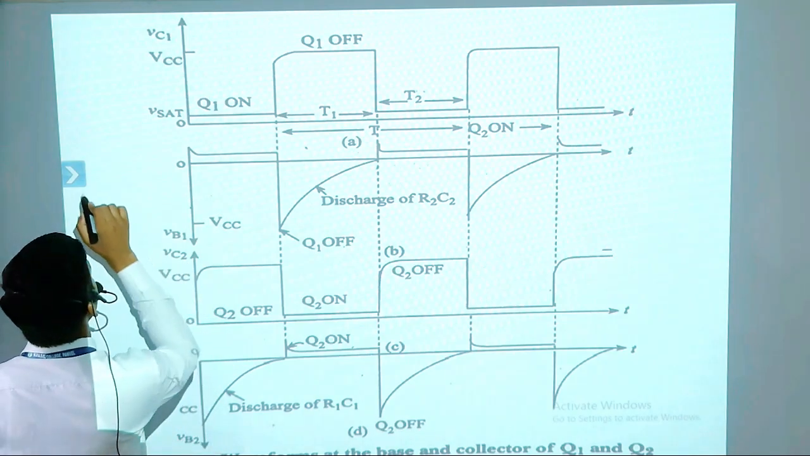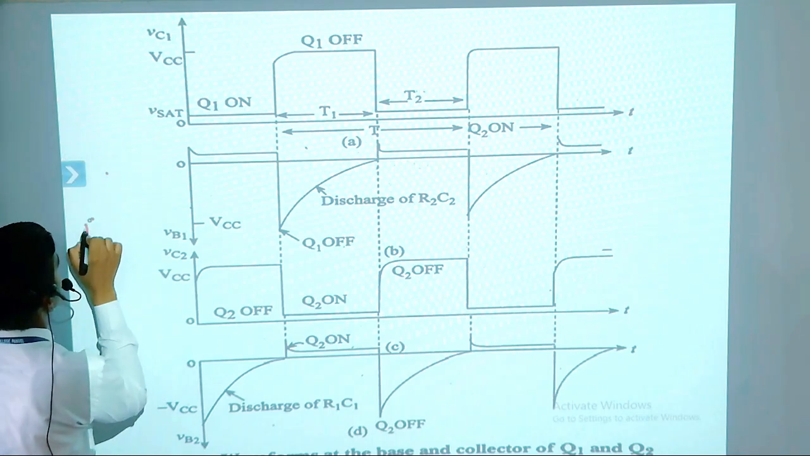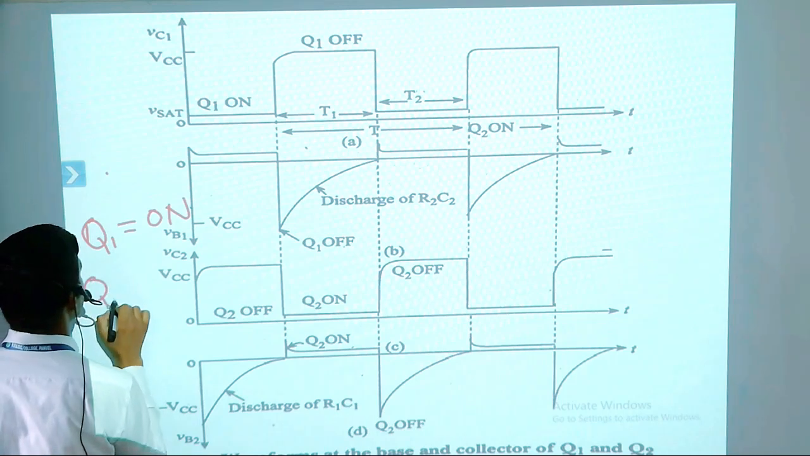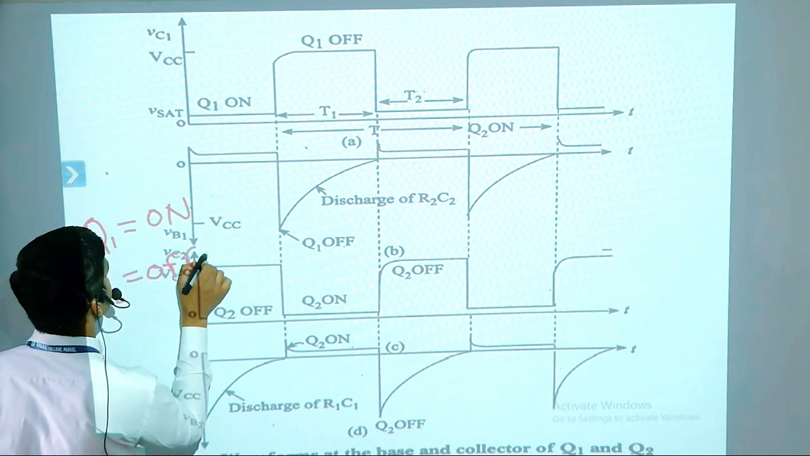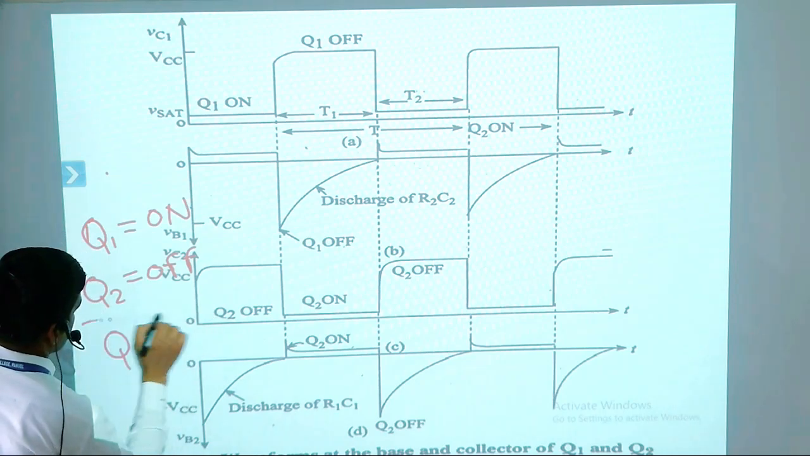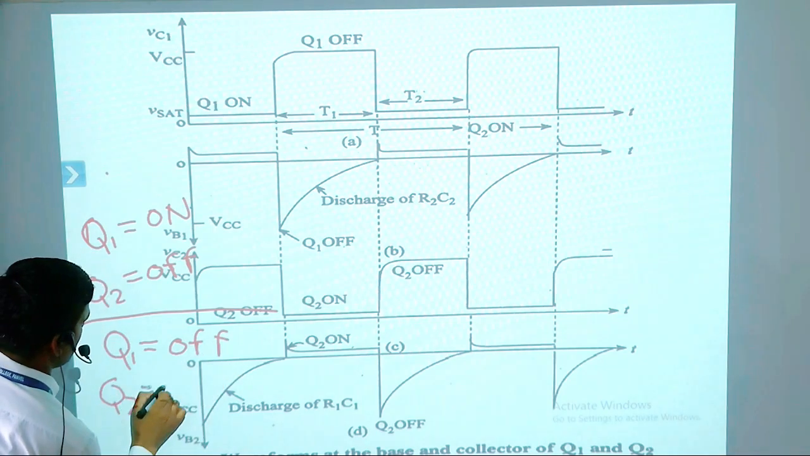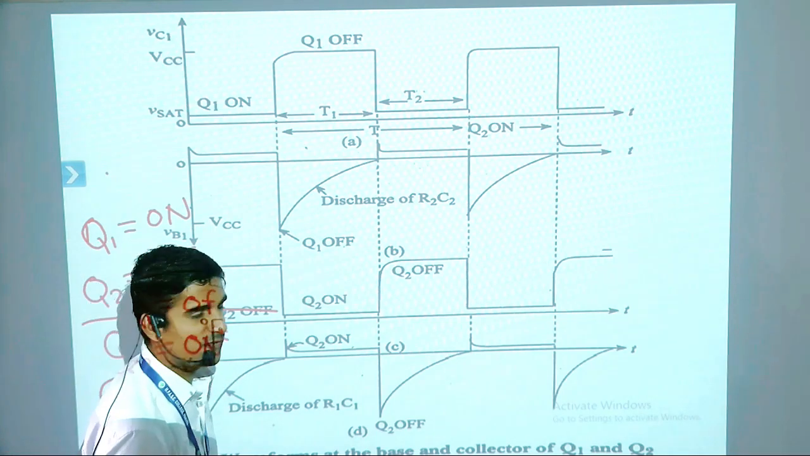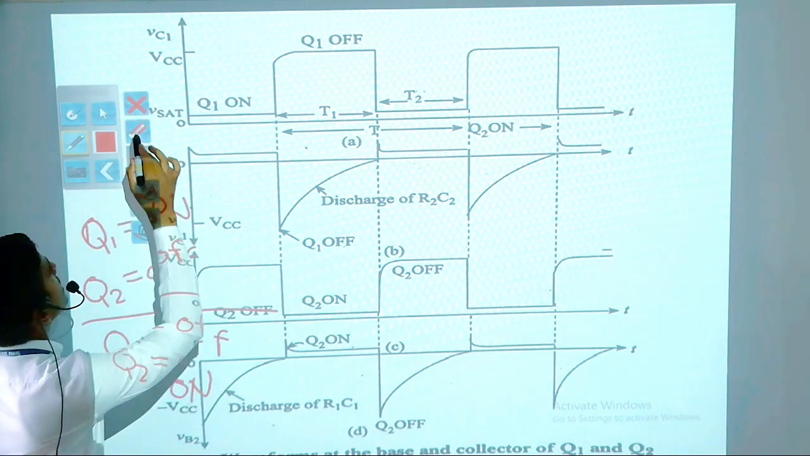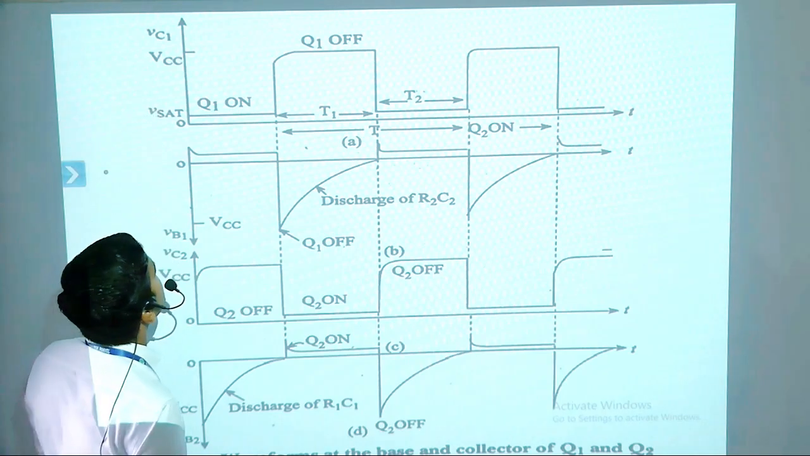What is the first condition? In the first condition we discuss Q1 on and Q2 off. In the second condition we discuss Q1 off and Q2 on. This is the first condition, this is the second condition. So we discuss the waveform according to this.